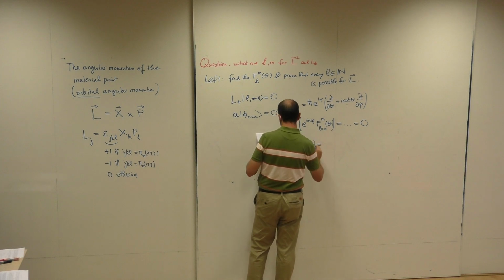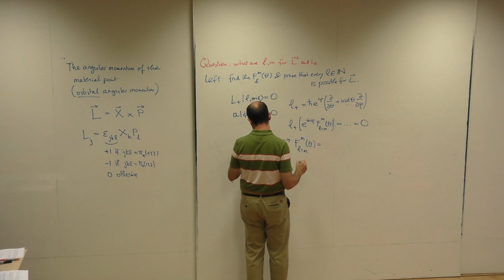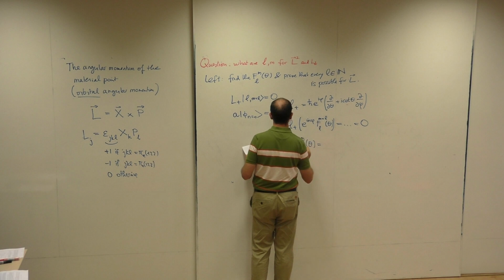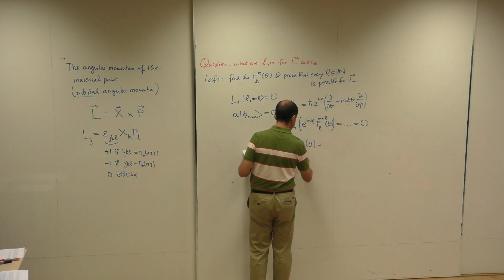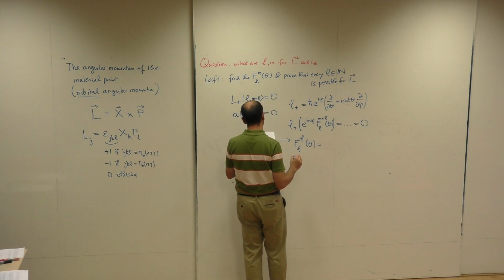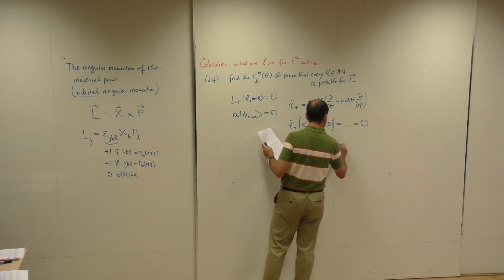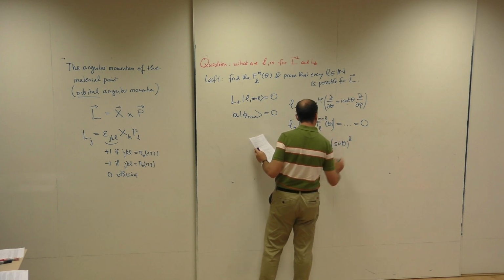of theta to be equal to, where is this guy? Sorry, I messed up the indices. That's what happens when you're tired. Is m equal L here. The f_L^L of theta, and this gives some constant times sin theta to the power L.